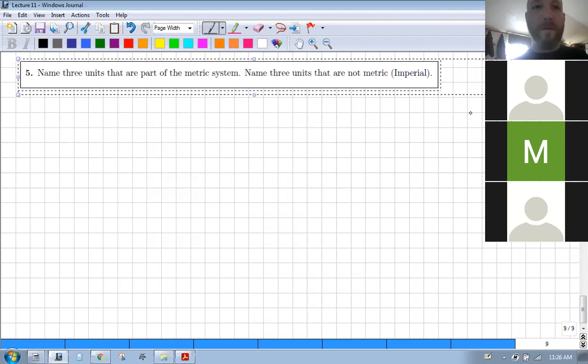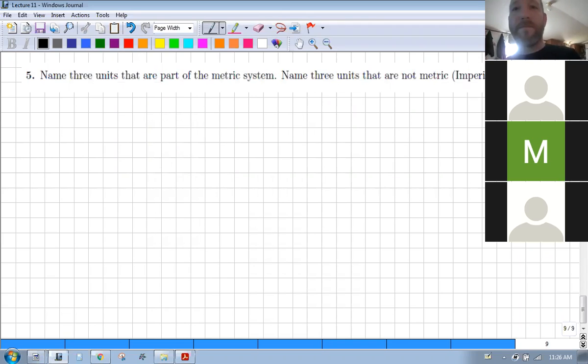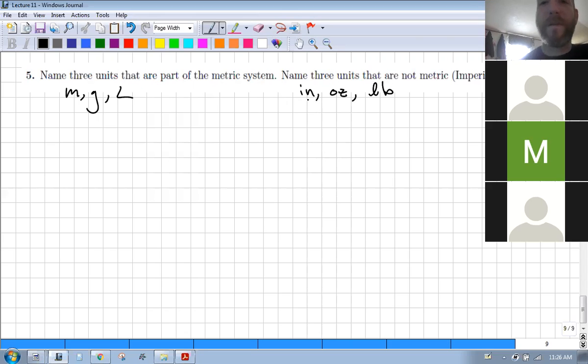All right, name 3 units that are part of the metric system and three that are not. Let's see, we've got meters, grams, liters. Those are the basic three. 3 units that are not, we've got inches, ounces, and pounds. So that's a length, a volume and a weight.